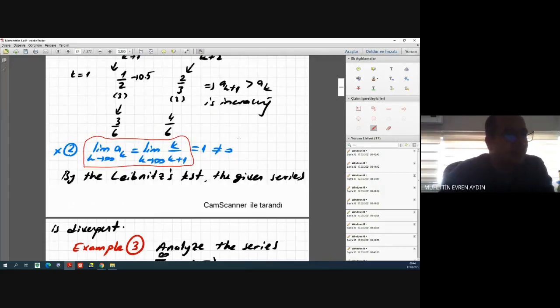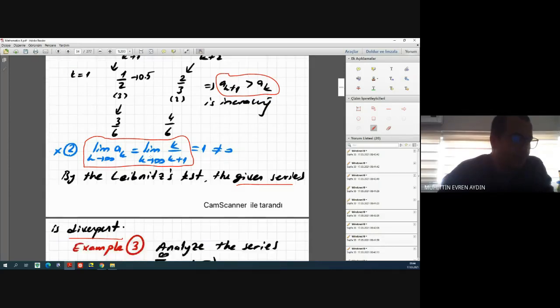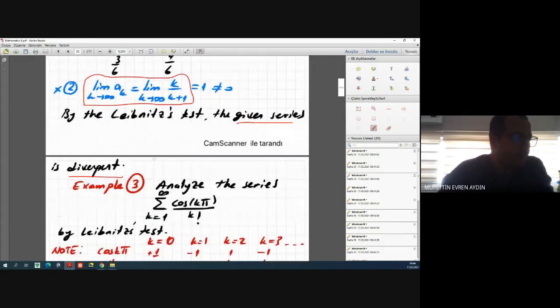It is not 0. Then we can say that the conditions of the Leibniz test do not hold. That's why you can say that the given series is divergent. Also, the terms of the positive part are increasing. Neither of the conditions of the Leibniz test holds, so such an alternating series is divergent. Let's have a look at another example.